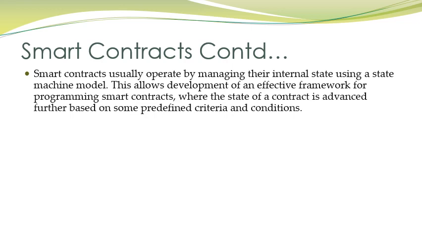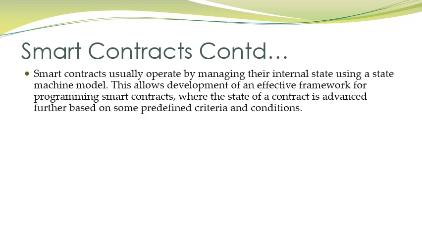So, more about smart contracts. Smart contracts usually operate by managing their internal state using a state machine model. Dear students, try to understand the concept of state. What is state? Suppose there is some program that operates on some data. If we give some input, before processing there is some state of that data, and after processing the state of that data changes. We have a previous state and now a current state.